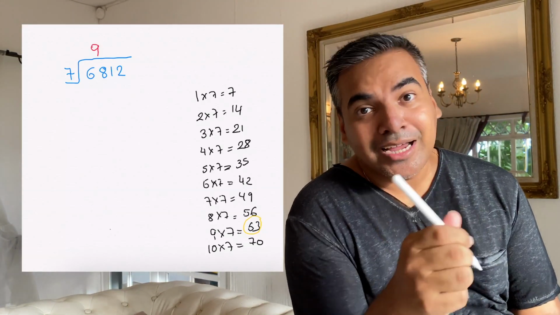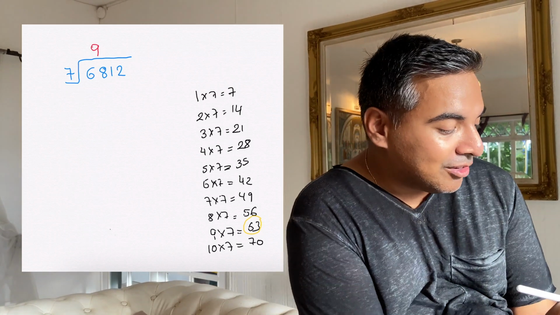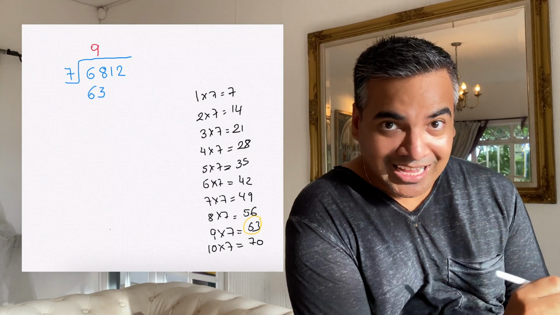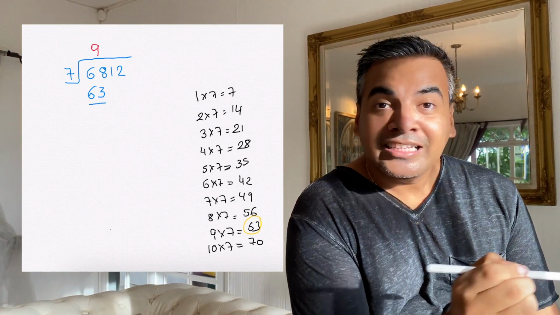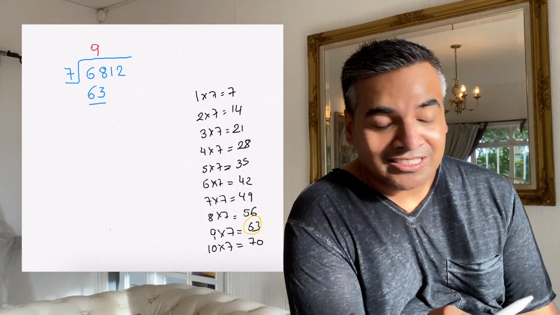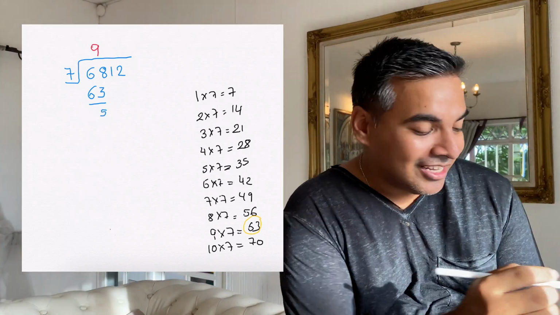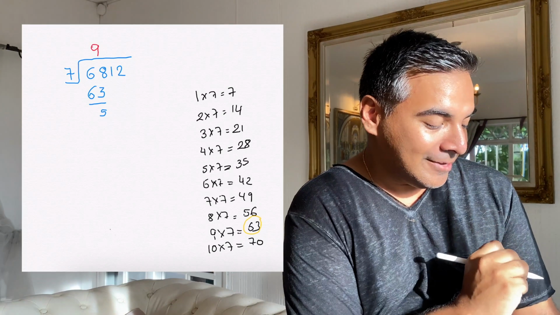Step number 3 is all about finding the remainder. Before we find the remainder, we have to write 63, because remember it's 9 times 7 equals 63. So we write 63, the number that we've used, underneath 68. And then we calculate the difference. So 68 minus 63 equals 5. So we write 5 there. That's step number 3.